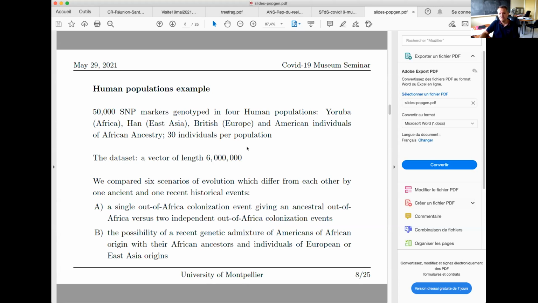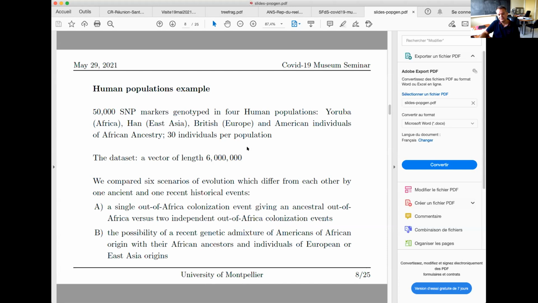And what we would like to do with this vector of genetics information of size 6 million is to try to discriminate between different scenarios. The first one is a single out of Africa colonization event, given an ancestral out of Africa, versus, for the first hypothesis, versus 2 independent out of Africa colonization events.